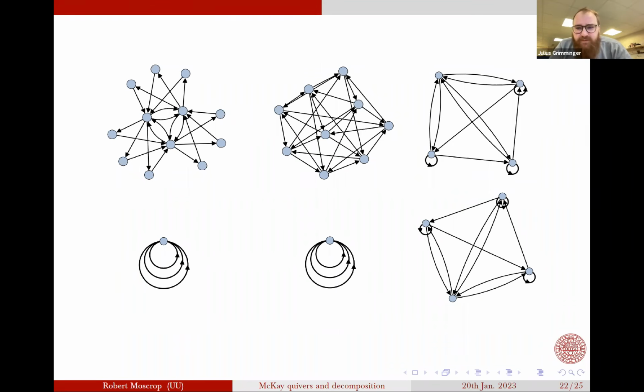But the quivers which are the same, they do correspond to two generators generating the same group? Yeah, I believe that to be the case.